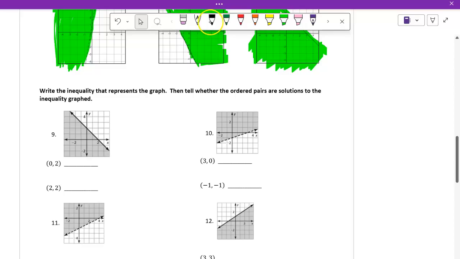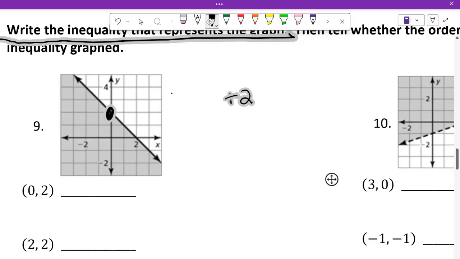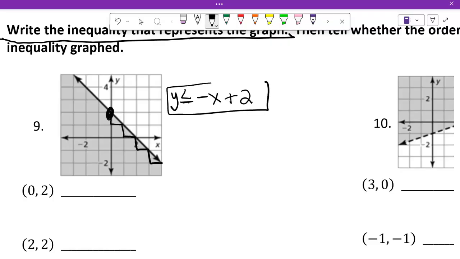Next, it says write the inequality that's graphed. So we're going to start with that. So here, my y-intercept is 2. I have y. My shading is below the line, and it's a solid line, so less than or equal to. My slope, I'm just going to double check. Down 1, right 1, down 1, right 1, down 1, right 1. So it should be a negative 1. So here's my inequality.